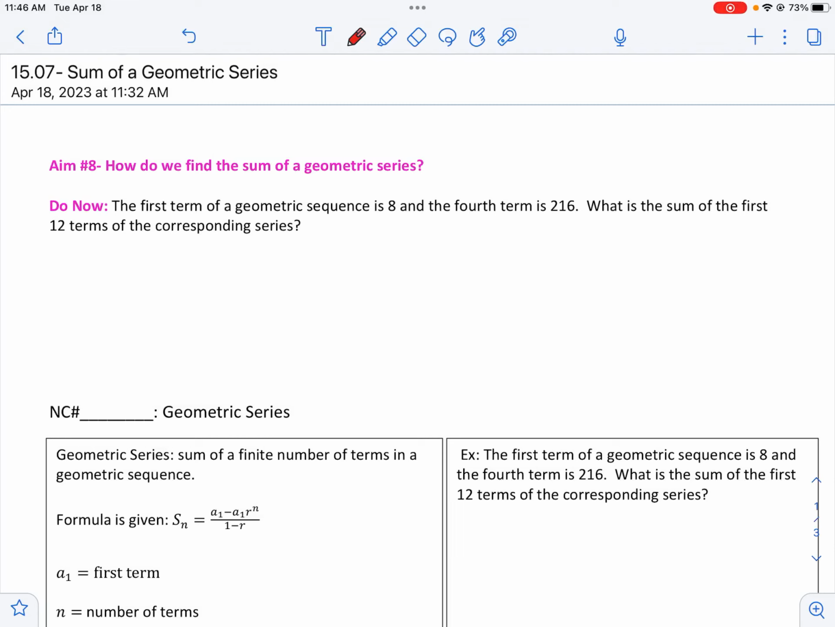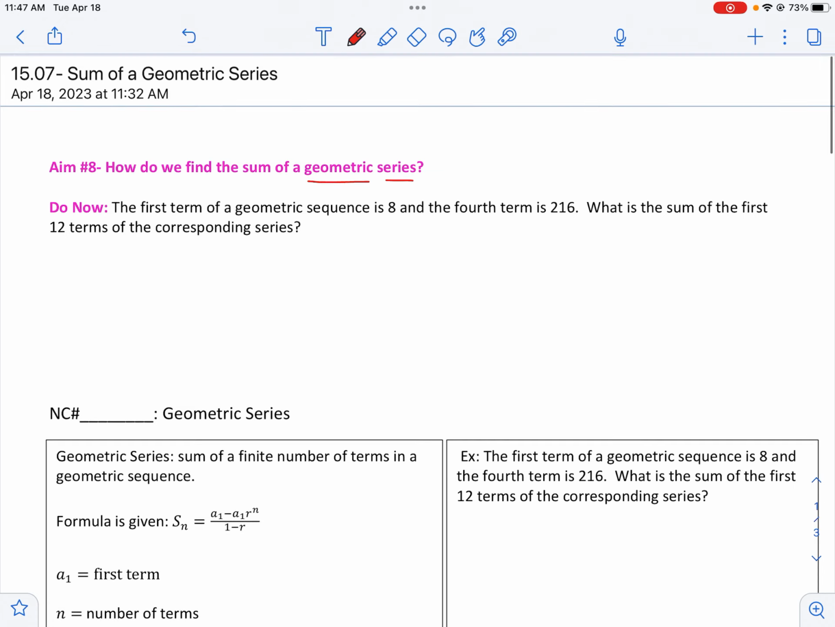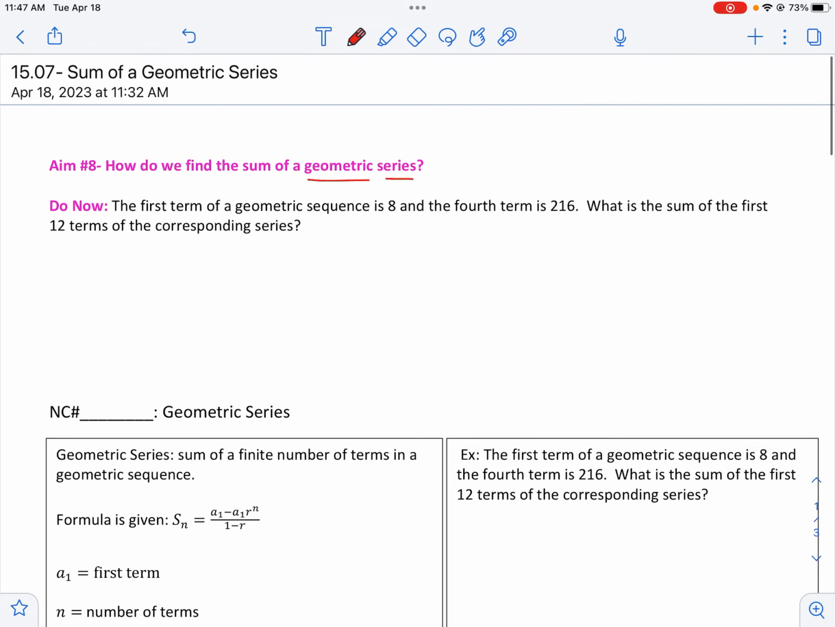Okay, yesterday we did a summation using sigma notation. Today we're going to use a formula called the geometric series formula, another formula given to you on your reference sheet. So a question like this: the first term of a geometric sequence is 8, and the fourth term is 216. What is the sum of the first 12 terms of the corresponding series?